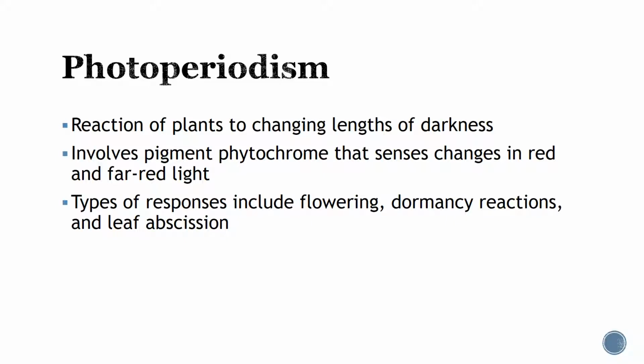Photoperiodism is a really important part of agronomy and how we grow plants, and it's really important because it's just that changing length of darkness. A lot of that will happen in the change between spring and summer and fall. It also enacts phytochrome, which senses that change in red and far-red light. It will have a lot of different types of responses, like dormancy reactions, so the plant will stop growing, leaf interactions, and also flowering.